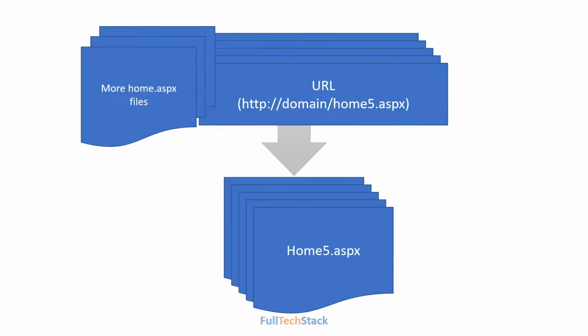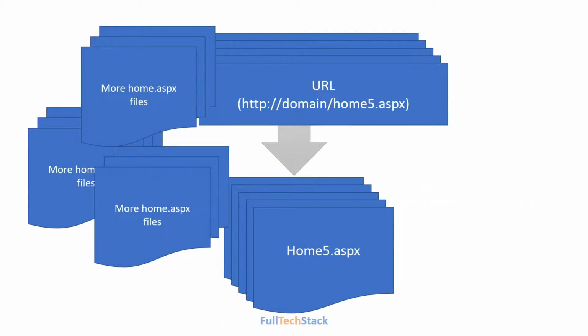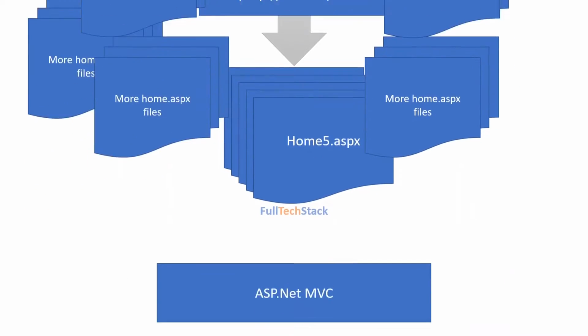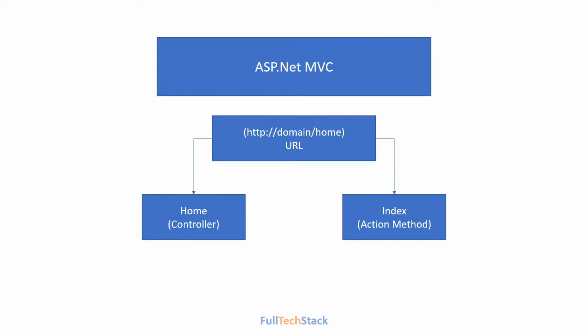Now imagine if you have to create a physical file for each URL. It would generate piles of files. Therefore, ASP.NET MVC introduced routing. Using routing, we can map a URL with a controller or action method. In ASP.NET MVC, we do it like this. Let's say we have the URL domain home. It can be mapped with the home controller and the index action method.